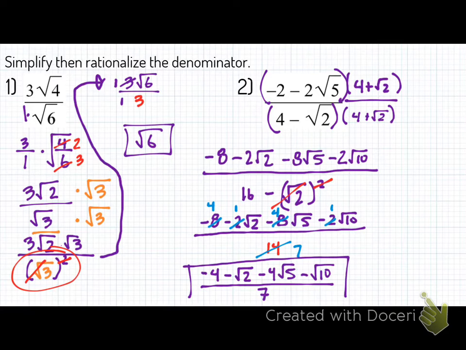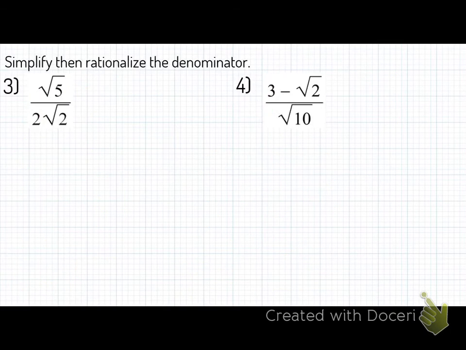Let's work on number three. Here goes. So number three now. Same steps. Okay. So let's write down number three. I'll start this one off. Okay. So number three, we got rad 5 over 2 rad 2. So let's look at this. Rad 5 over 2 rad 2.